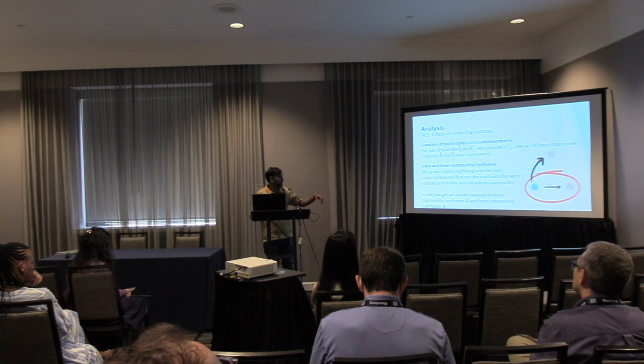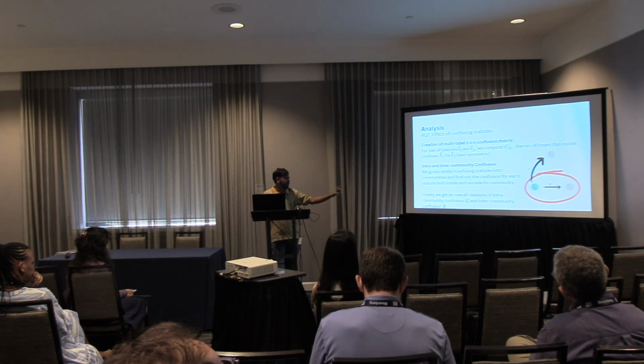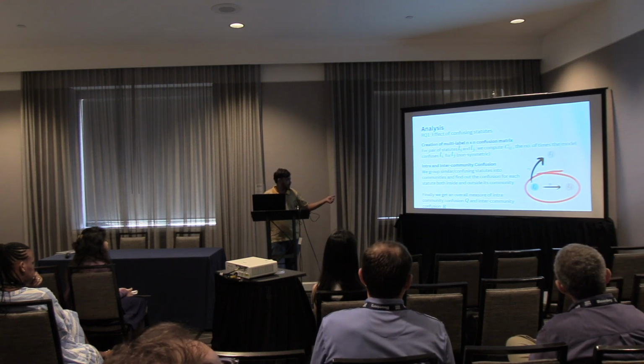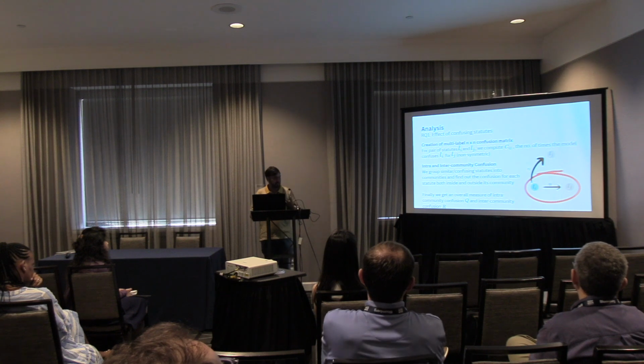And the basic presumption is that the confusion inside should be much greater. And using these techniques, we finally get an overall measure Q and R. So Q stands for intra-community confusion and R for inter-community. All the details are in the paper.